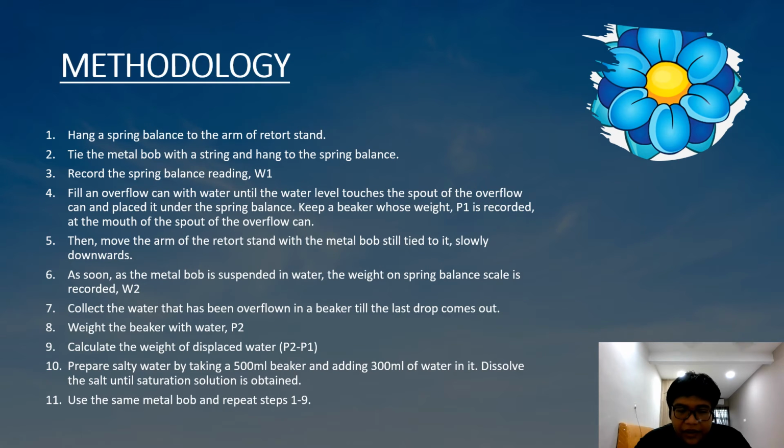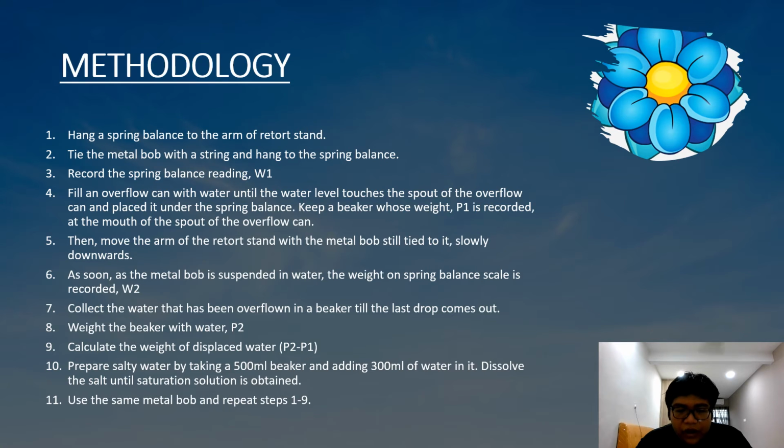The first step is to hang a spring balance to the arm of the retort stand, tie the metal bolt with a string and hang it onto the spring balance. And then we record the spring balance reading, which is going to be our first W1. Then fill an overflow can with water until the water level touches the spout of the overflow can. Place it under the spring balance. And then keep a beaker. And then we record the beaker's weight, which is going to be our P1.